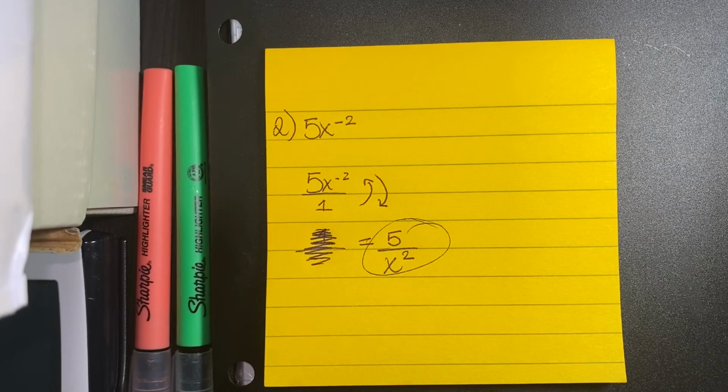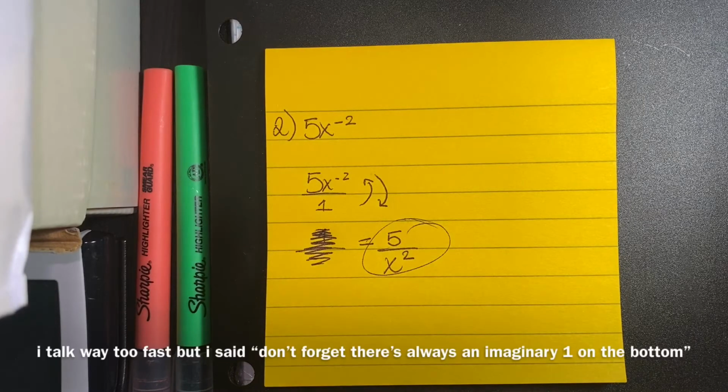Number 2 is just a tad bit different because only the x is being raised to the negative 2 power. So you don't move the 5, just x. So negative on top, move to the bottom, it becomes positive. Your answer is 5 over x squared. And that's all you can do. You can't simplify anything. Literally, that's it. Just move the x squared. And don't forget there's always an imaginary 1, so you can just move it to the bottom.